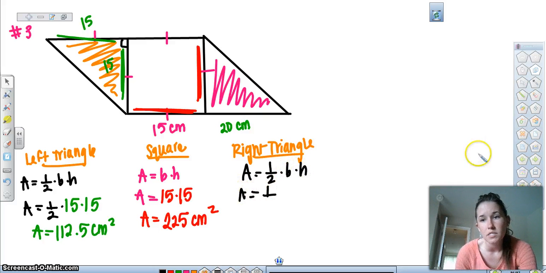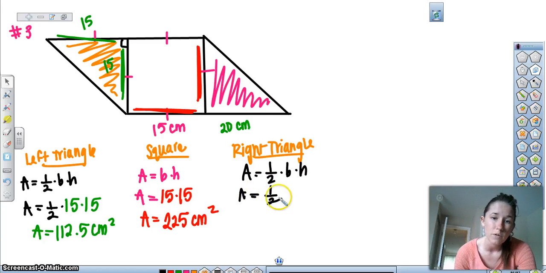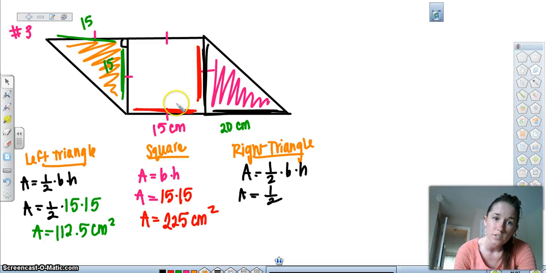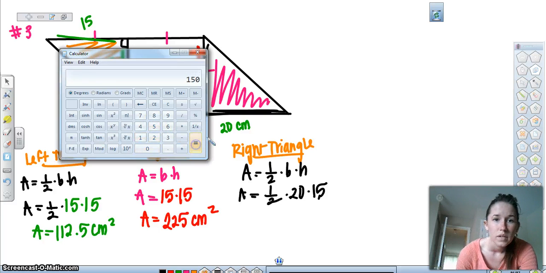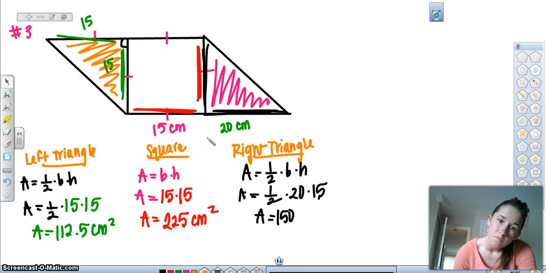So we have to decide what's the base and height of our right triangle, the one on the right side. We could use 20 as the base. Then how tall is it? Well, it's got the dash here, so it's just as much as the 15. It's the same size, so 20 as the base and 15 as the height. Can type all that in. And we get an area of 150 for the right side triangle.